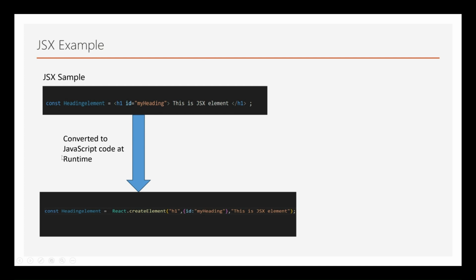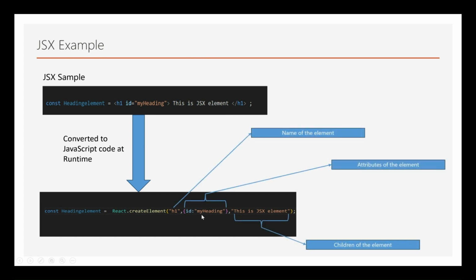At runtime, this JSX code is converted to JavaScript. The converted JavaScript code for the above JSX looks like this. React uses the createElement function to create a HTML element. createElement takes 3 arguments. First argument, name of element. Second argument, attributes of the element. Third argument, children of the element.